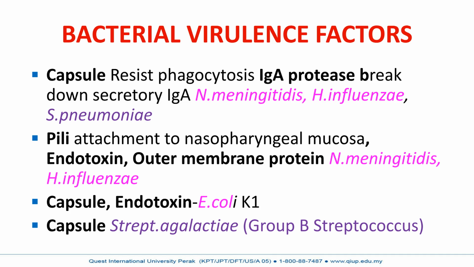Some bacteria go even further. Neisseria meningitidis and Haemophilus influenzae produce an enzyme called IgA protease. Remember that IgA antibodies are our first line of defense on mucosal surfaces like the nasopharynx. The bacteria produce IgA protease, neutralizing this protective barrier.